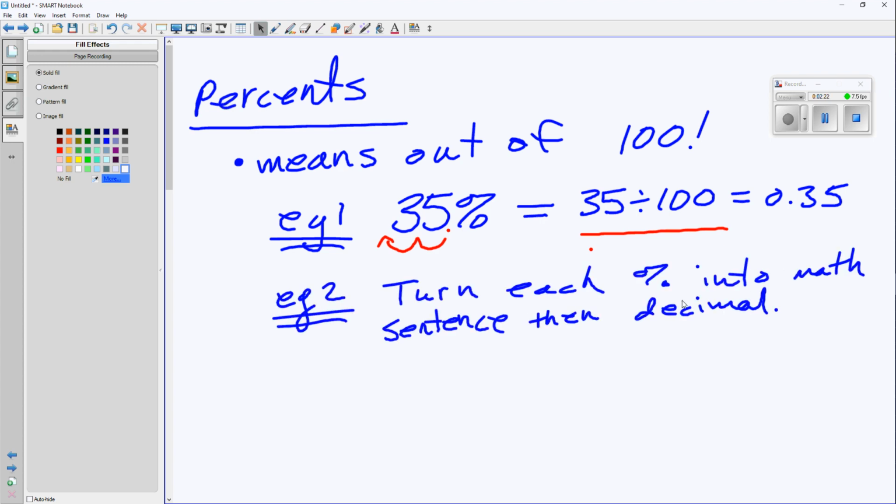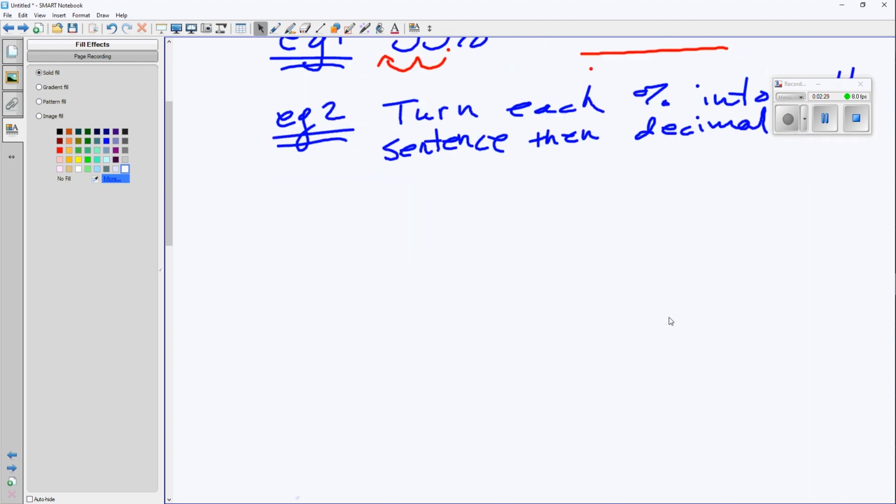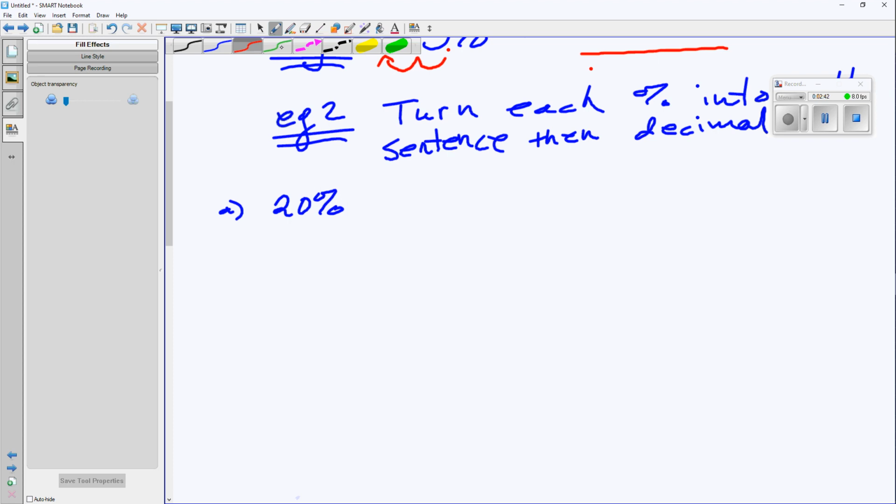turn each percent into a math sentence and then a decimal. So we're going to have these 3 problems here, and I want you to try this. Let's say I have 20%. I'll do the first one, and then you guys do the second one. So 20% really means 20 divided by 100. So we turned it into a math sentence. Now I could move the decimal over twice, or punch this into my calculator. So let me punch that into my calculator right away.